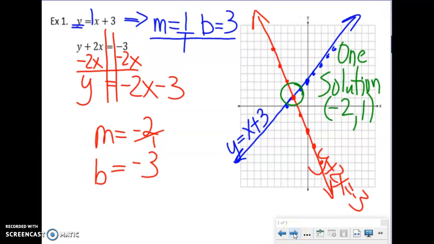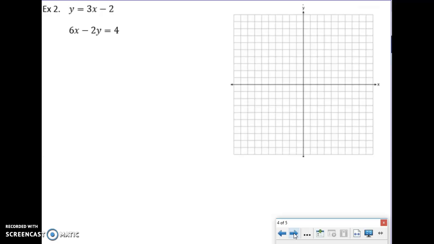All right, so there you have it. When the lines meet once, you have one solution, but that's not always going to happen. So let me give you a couple other examples here.